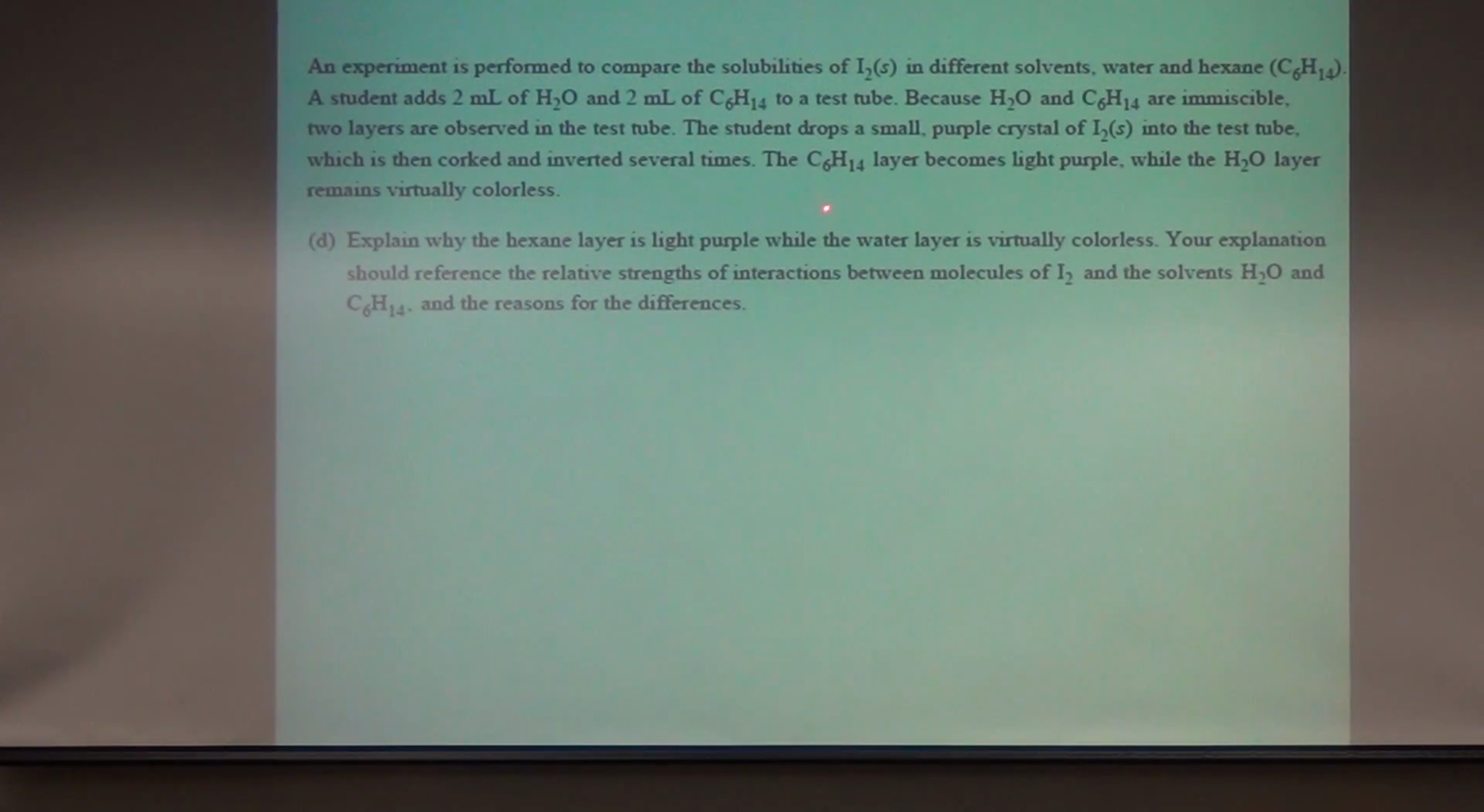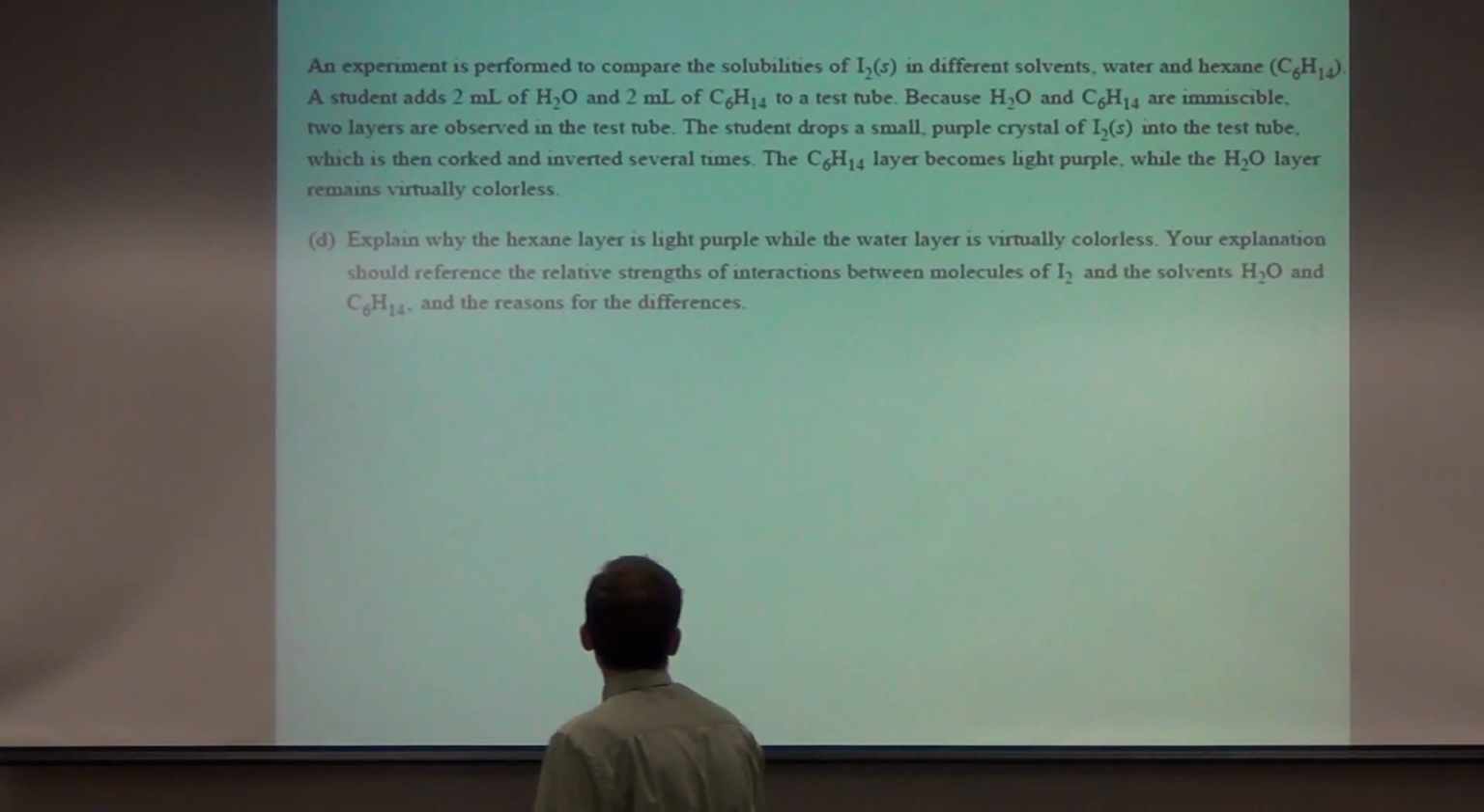What does that mean then? This is nonpolar, so is that. Like dissolves like. So while the H2O layer remains virtually colorless. Explain why the hexane layer is light purple while the water layer is virtually colorless.